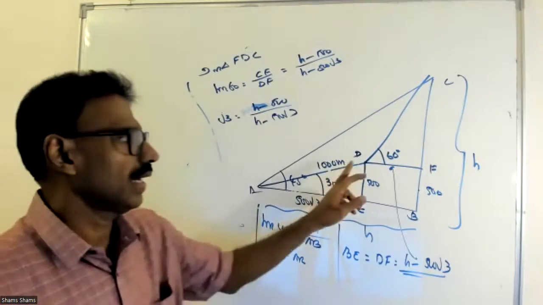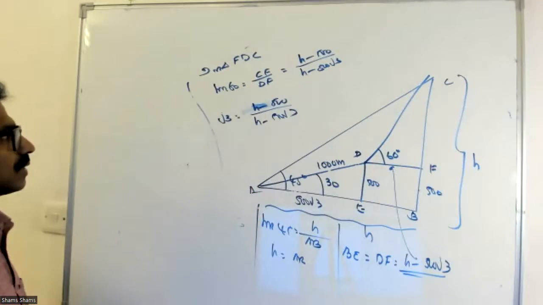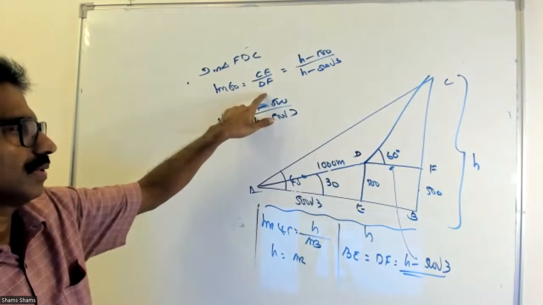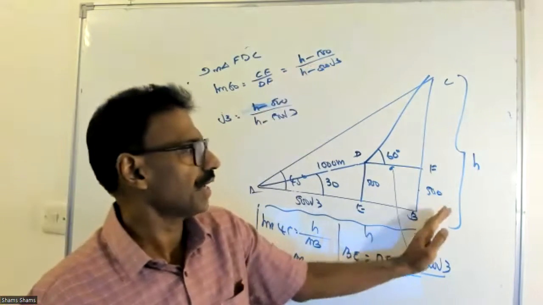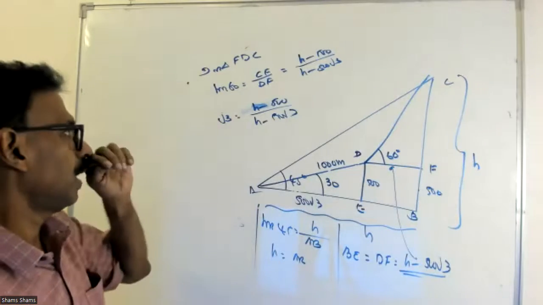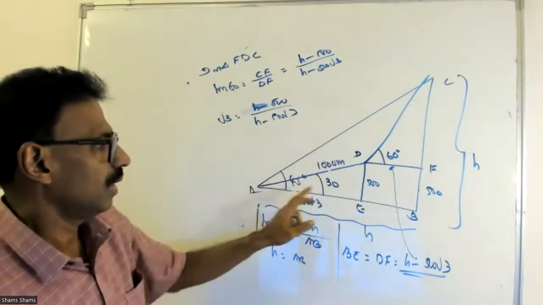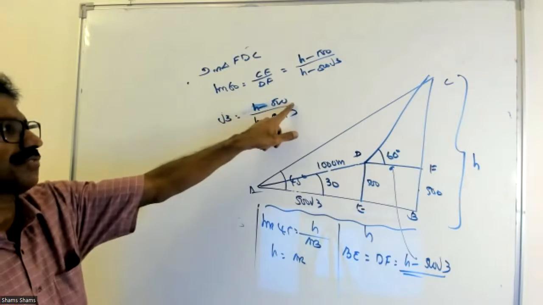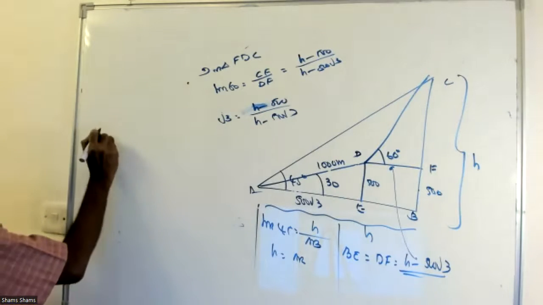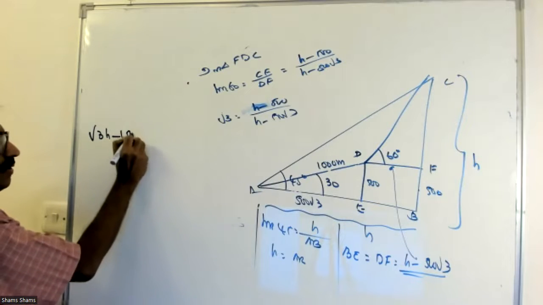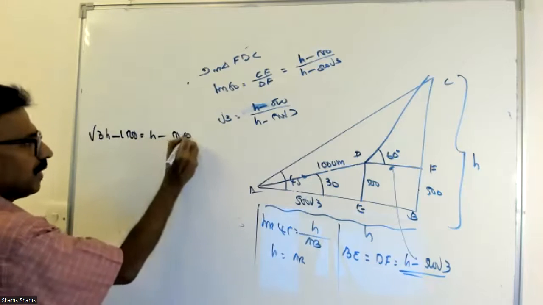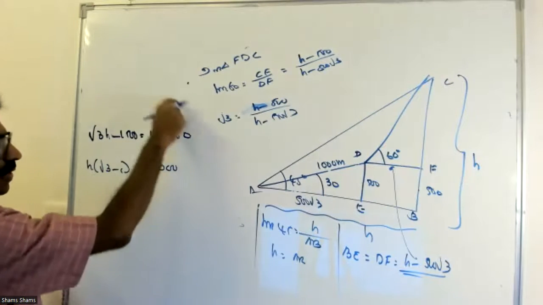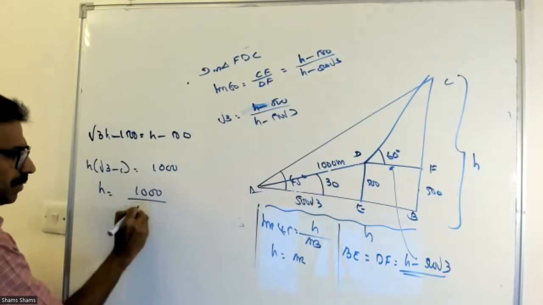After that, in triangle DFC, tan 60 equal to CF by DF. CF equal to H minus 500, because total is H and here is 500. DF equal to H minus 500 root 3. So tan 60, root 3, equal to H minus 500 divided by H minus 500 root 3. Cross multiply, what do you get? Root 3 H minus 1500 equal to H minus 500. H into root 3 minus 1 equal to 1000. So H equal to 1000 divided by root 3 minus 1.